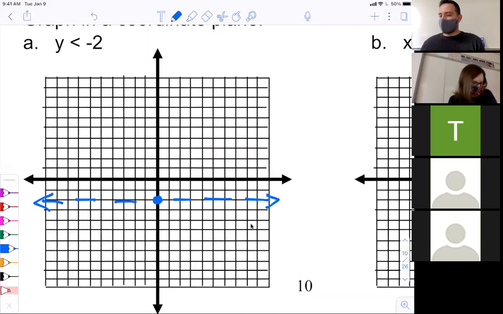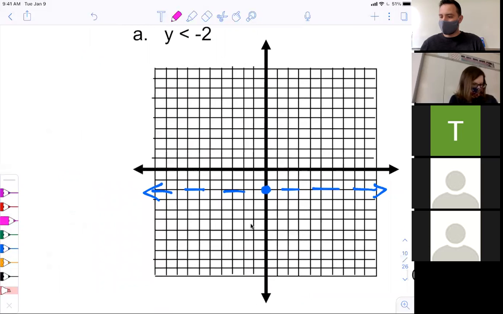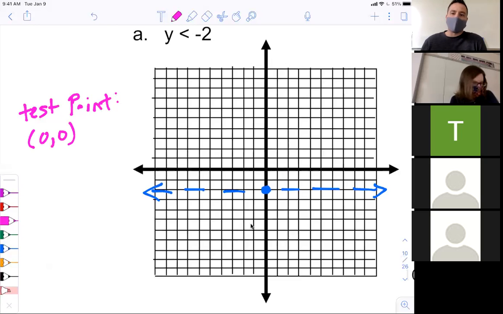And now we're going to do a test point. When you do a test point, please pick easy test points, ones that are super easy to figure out. I'm going to go ahead and use 0, 0, because 0, 0 is typically an easy test point. You just plug in zeros. When we plug this into y is less than -2, you get 0 is less than -2.